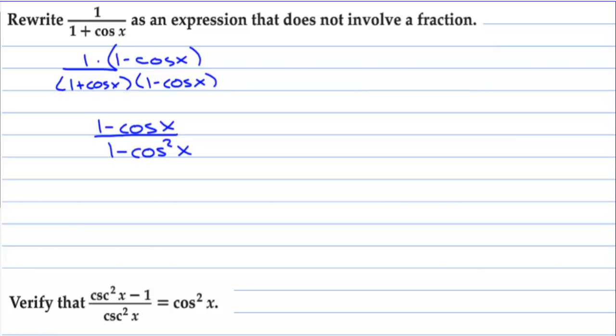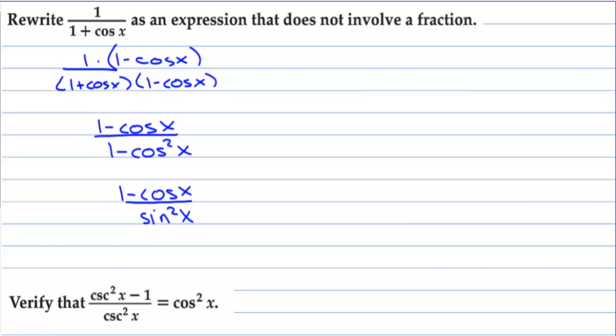Difference of two squares in the denominator. You're thinking, well, how am I going to change that to not being a fraction? Well, let's just keep going with it. 1 minus cosine of x over, this becomes sine squared x. 1 minus cosine squared, same as sine squared.